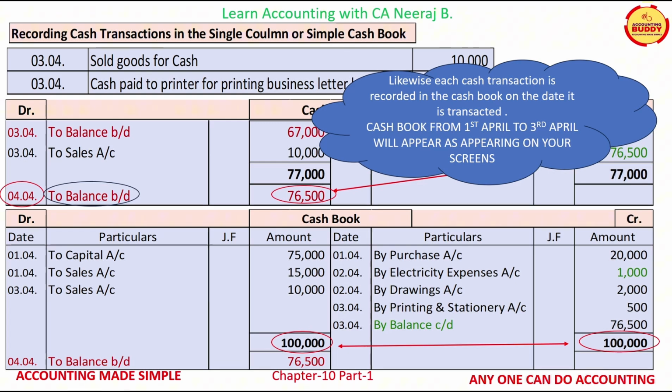Now on 4th of April, the closing balance of $76,500 of the previous day, that is the 3rd April, will be written on the left hand debit side of the cash account by writing the words to balance brought down.